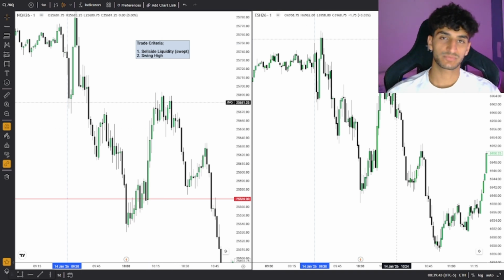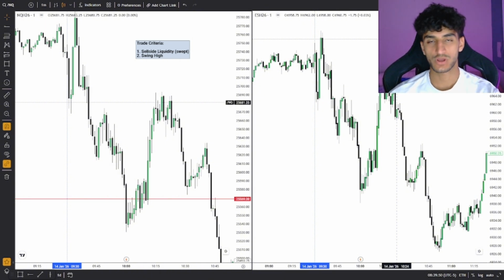Now, the second thing that I want to be looking for is a swing high to be created. And the reason why I want to be looking for a swing high to be created is because step number 3 and step number 4 are actually correlated and are related to that swing high being created.